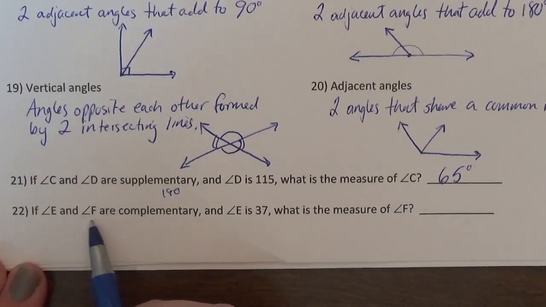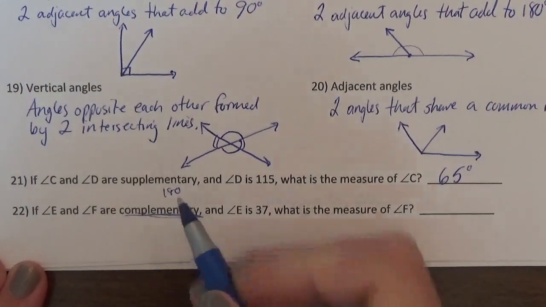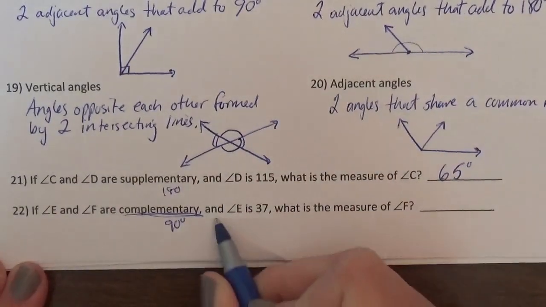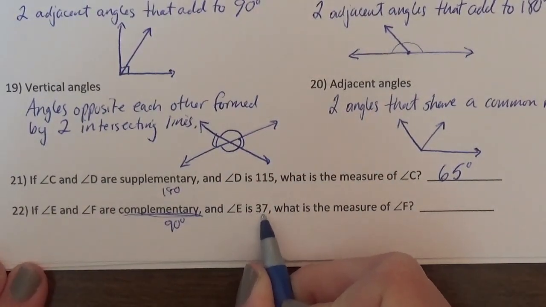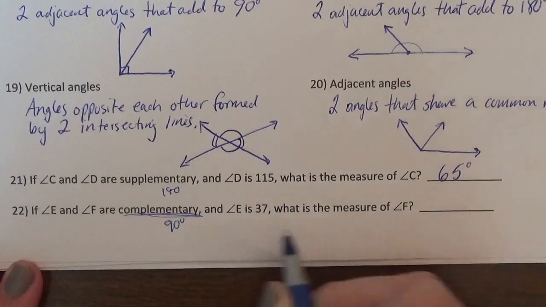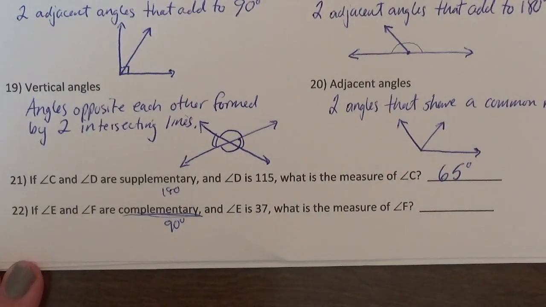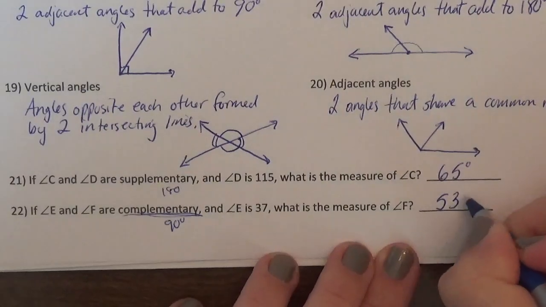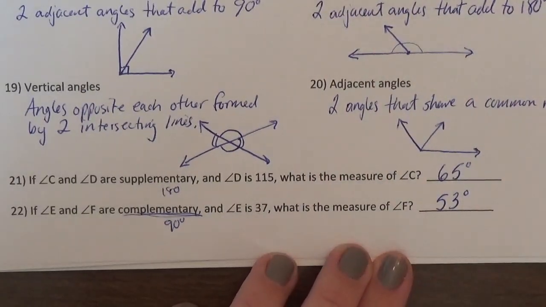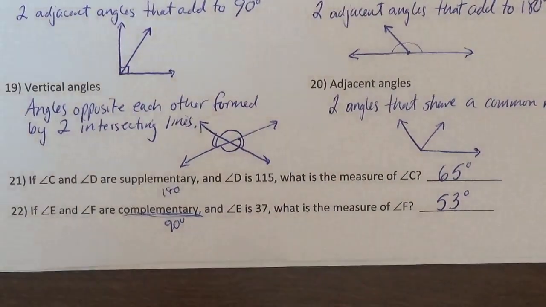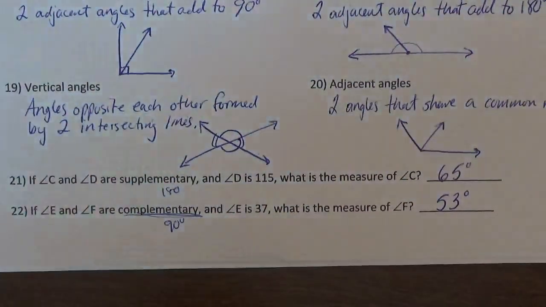If angle E and angle F are complementary, so that's 90, and angle E is 37, what's the measure of angle F? So I'm going to take 90, subtract the 37. I'm getting 53. I'm going to check just because I'm nervous. It equals 90. Boom. Okay, there you go.